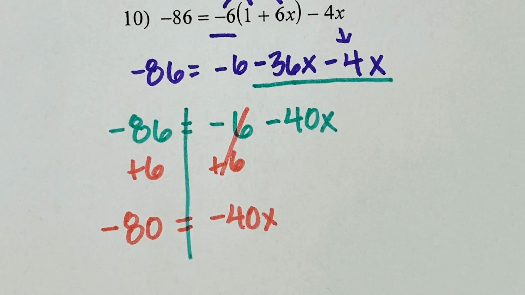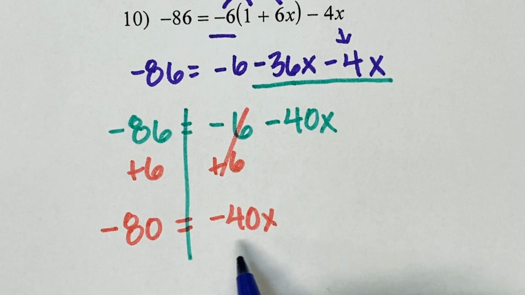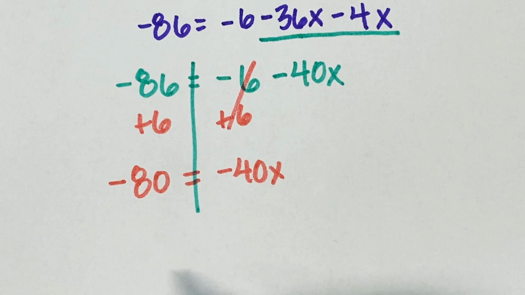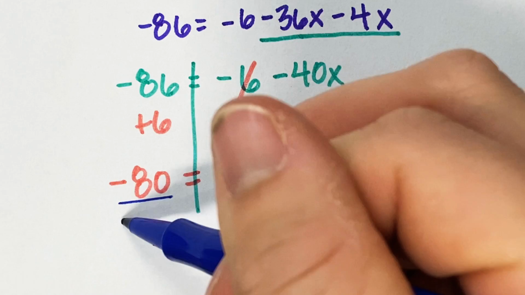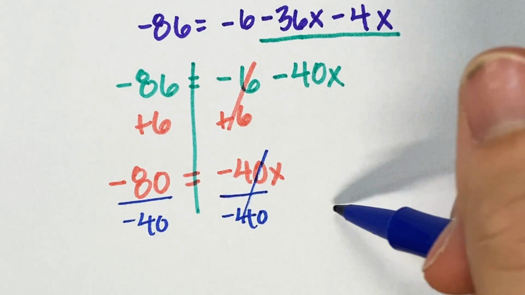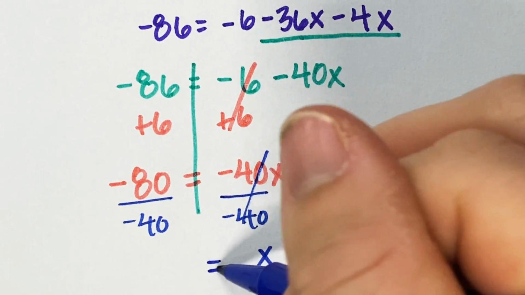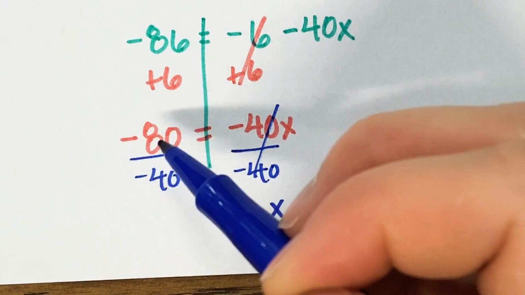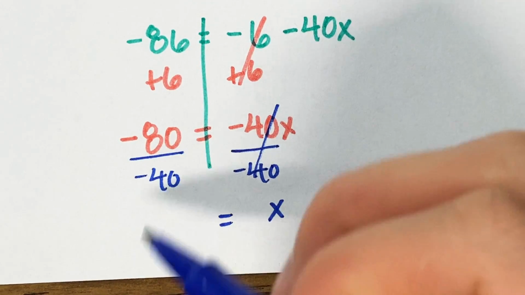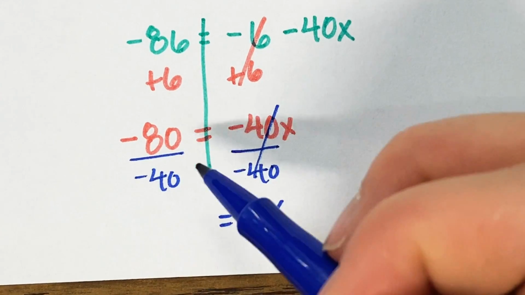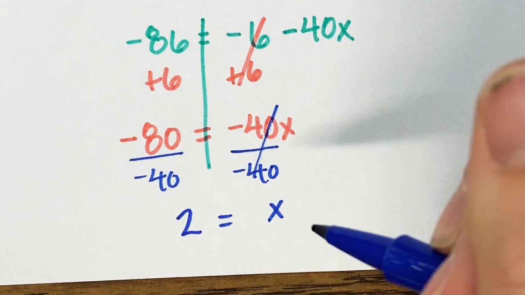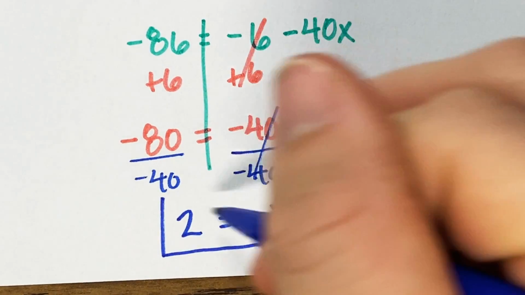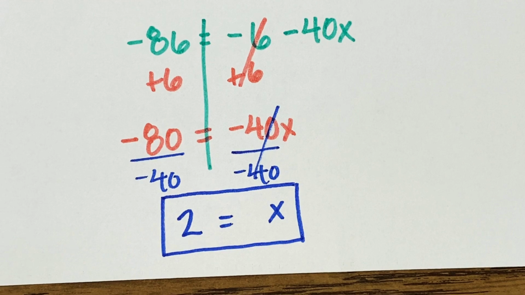My very last step is to what? I am multiplying by negative 40 here. What's the opposite of times by negative 40? Divide by negative 40. Do the same thing to both sides. So we get x all by itself equals, what is negative 80 divided by negative 40? Negative divided by negative is positive. 80 divided by 40 is 2. So x equals 2.